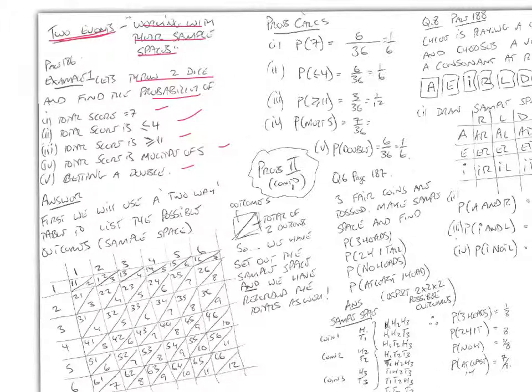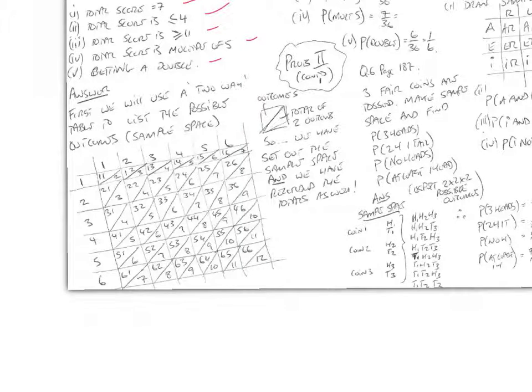Well, to do this, we need to first do out the sample space. And what I've done here is I've put dice 1 along here and dice 2 along there. And I've divided the grid so that in the top corner of each box, I've put the possible outcomes. So a 1 and a 1 is 1, 1, a 2 and a 1 is 2, 1, a 3 and a 1 is 3, 1, and so on.